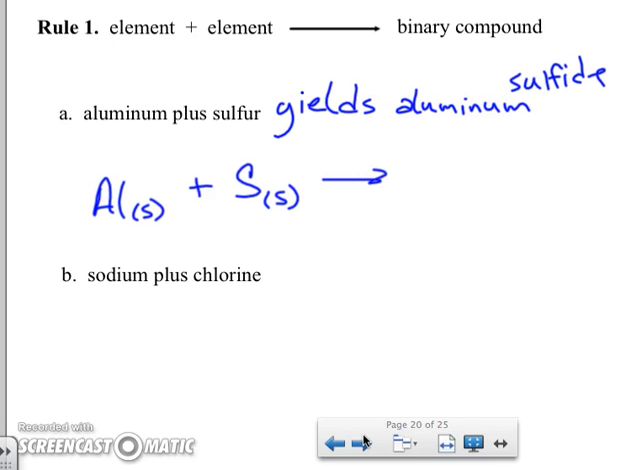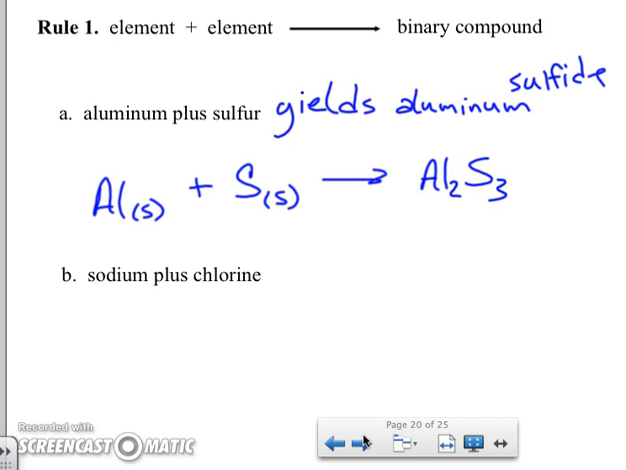Remember, when writing the formulas for compounds, we have to balance charges. Aluminum would be a 3 plus charge, sulfur would be a 2 minus charge, so our formula would be Al2S3. Let's get rid of the charges, since they're not supposed to be there. Compounds are neutral. And the last thing we need to do is balance the equation.